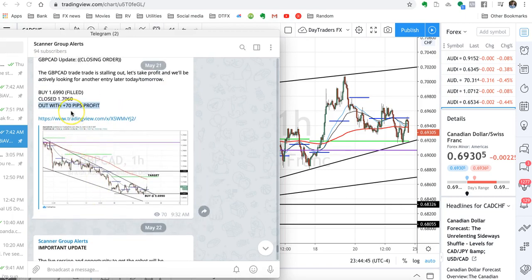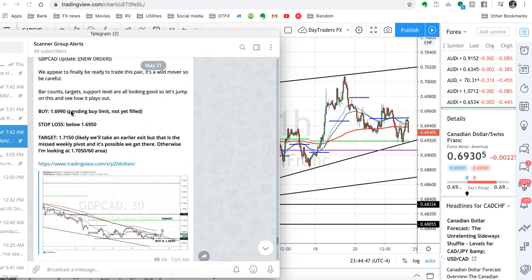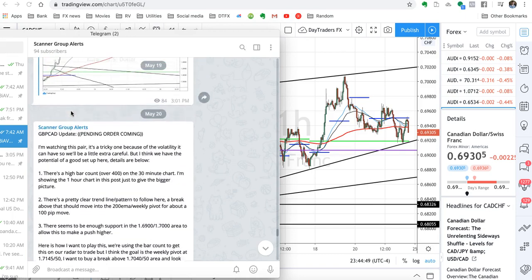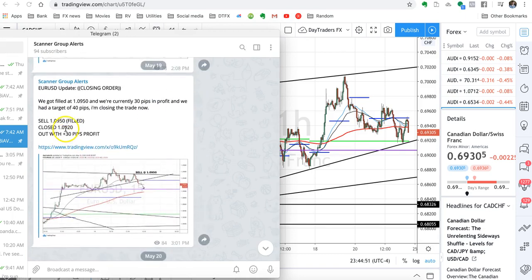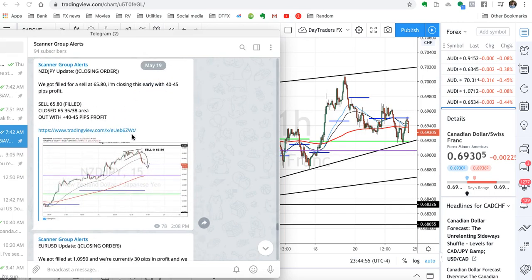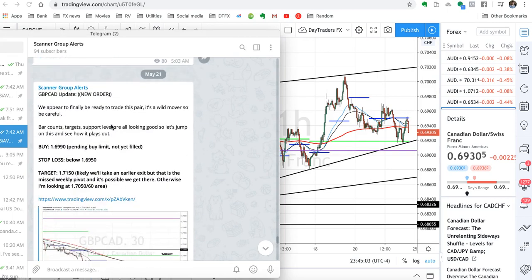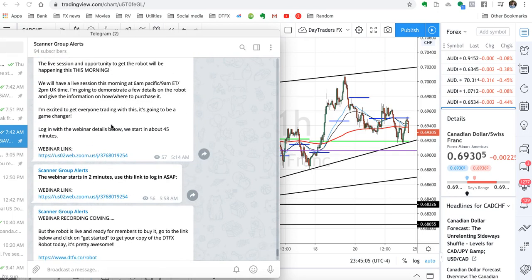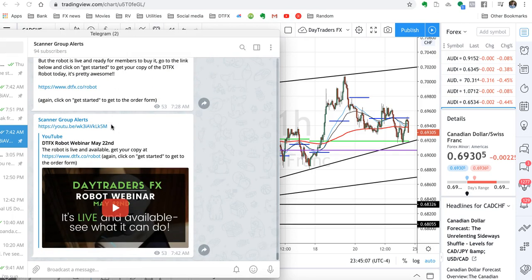Pound CAD was good for 70 pips. You can see right back here, our euro dollar trade was good for 30 pips, so 70 plus 30 is 100 pips. And then we got 40 to 45 pips out of that New Zealand yen. So we made between 140 and 145 pips in three trades. And they were all just a couple hours long, pretty low key, nothing too crazy to do. So that's what we did in the scanner group.